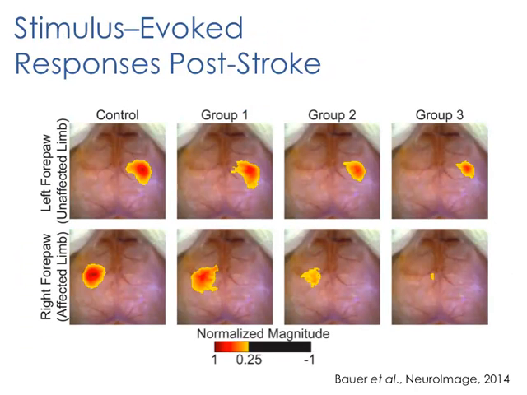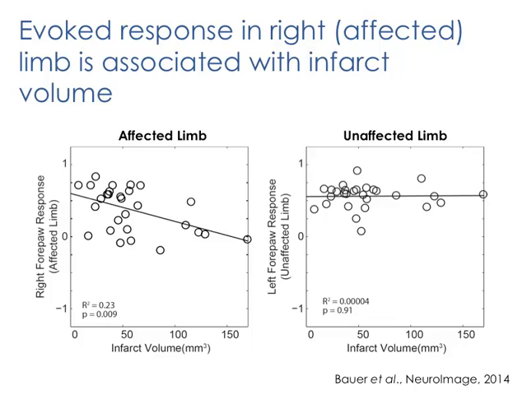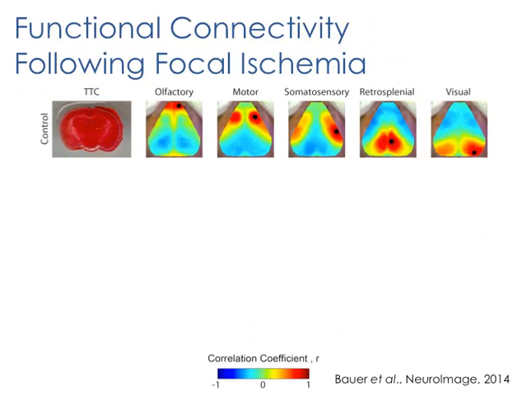And so if you stimulate the forepaws and look at the evoked response in left and right cortex, for the most part, the response in the healthy limb is relatively unaffected. It does look like it focuses a little more, but the magnitude is roughly constant. But you see this very gradual decline in the right forepaw, the affected limb. And that reduction in the evoked response is strongly correlated with infarct volume, whereas in the left forepaw, it's not. And so, okay, let's look at the functional connectivity patterns. Let's see how much they're affected.